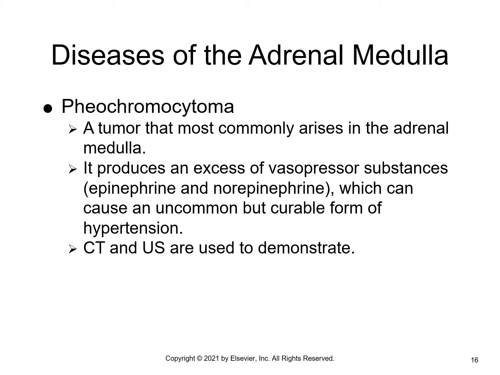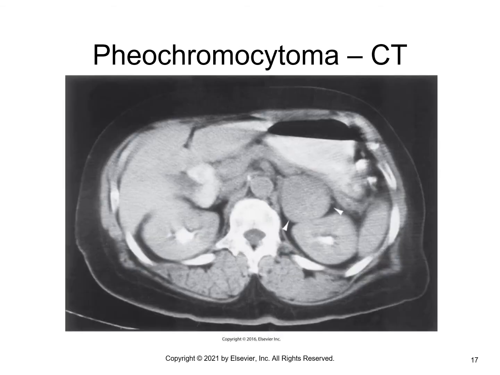CT and ultrasound can be used to demonstrate a pheochromocytoma, and really this would often be identified on a CT or an ultrasound, but the clinical presentation of having changes in blood pressure is going to be some of the first indicators of this disease. Here's an example of a pheochromocytoma on the left kidney here. So this would be the mid left kidney over here. And obviously this would extend to the superior left kidney as well.